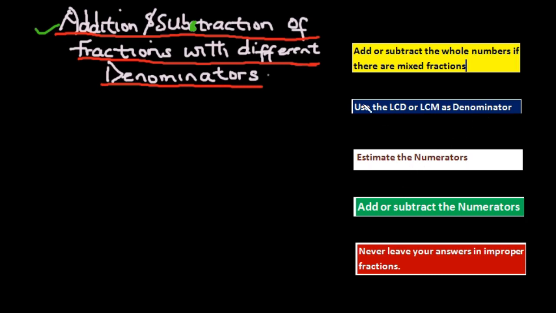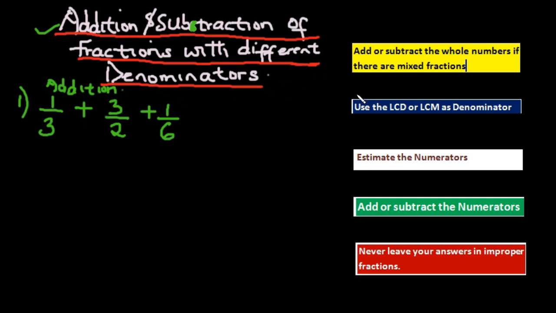Then you have to sometimes estimate the numerators yourself before you do the other parts of the calculation. So let me explain that with a quick example. The first example is 1/3 plus 3/2 plus 1/6. I'll be doing addition first, so let's treat addition first.